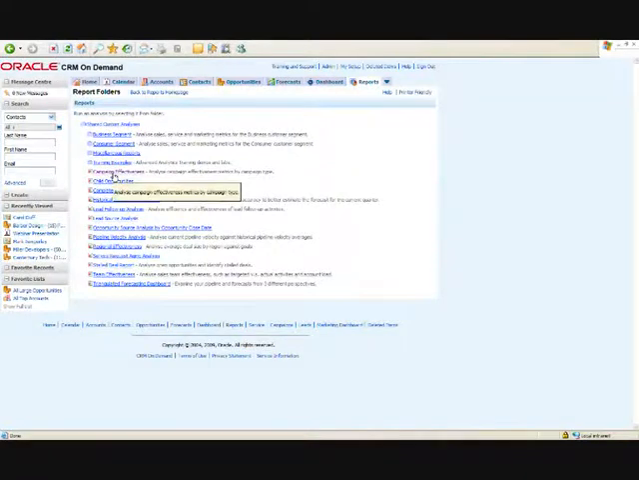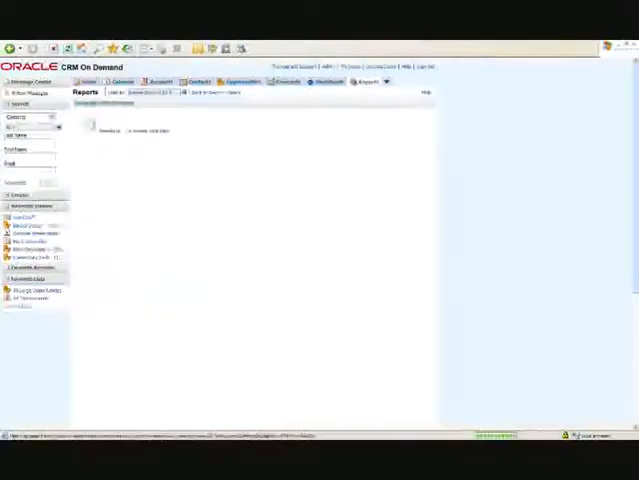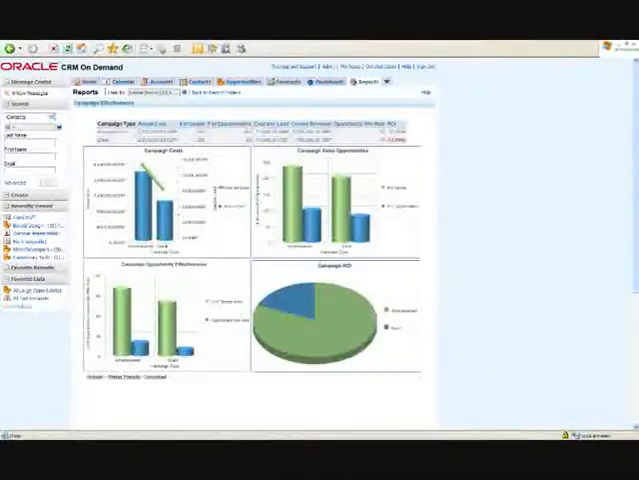Reporting system that's easy for people to create their own views of information. So I've got one that I created called Campaign Effectiveness, and I can drill down into that and see all of the information I want on my marketing campaigns. Okay, so that's a sort of high-level view of the CRM on-demand system.